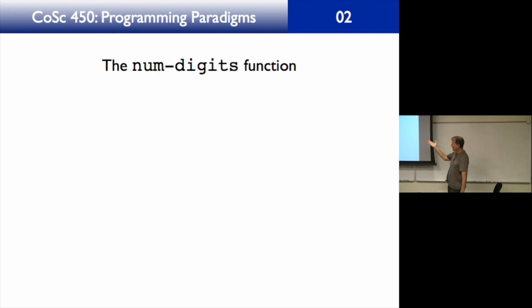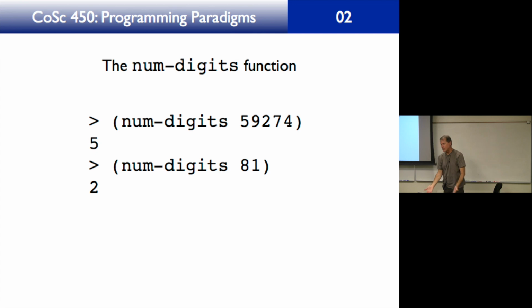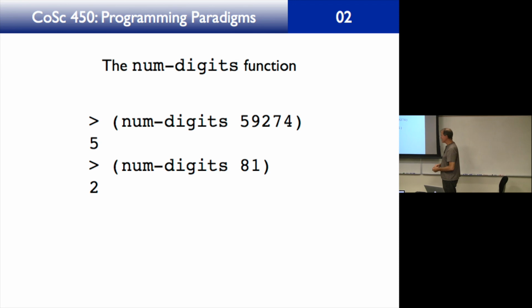All right. So anyway, here's the num digits function. What do you suppose num digits means? Well, obviously that means number of digits. So num digits of 59,274 is 5, whereas num digits of 81 is 2. Does everybody see what it does? It counts how many decimal digits there are in an integer.